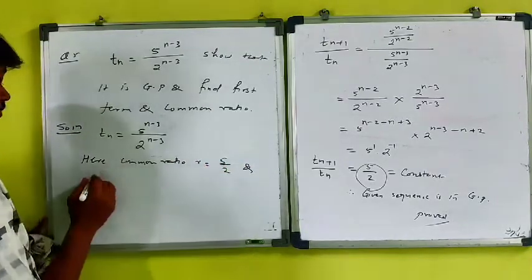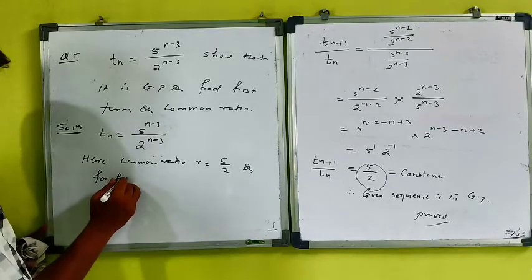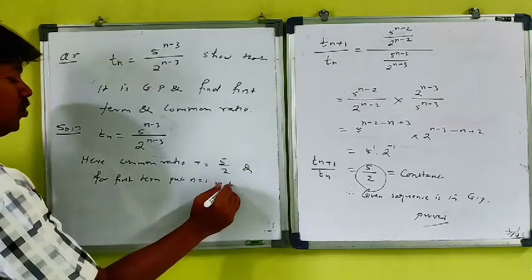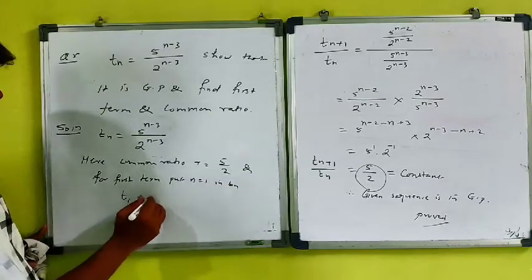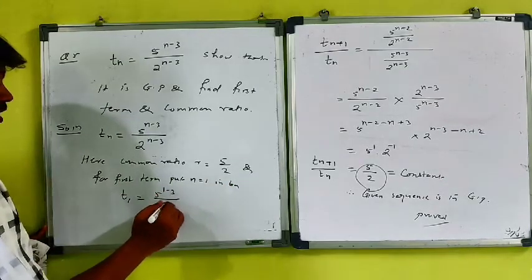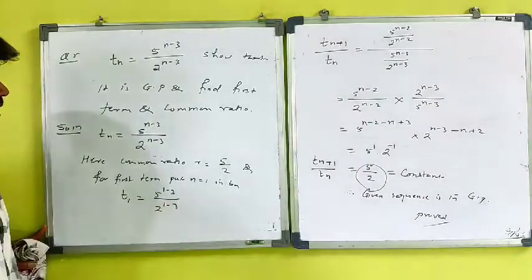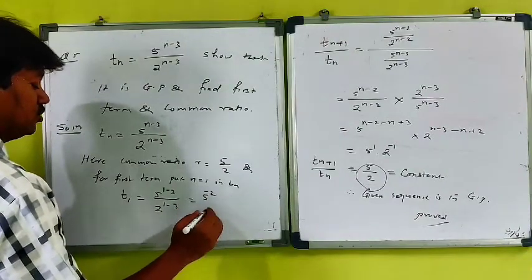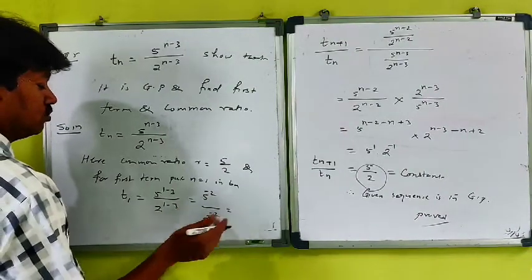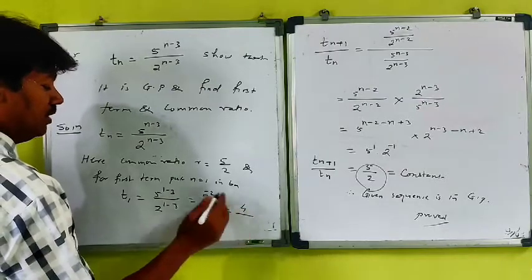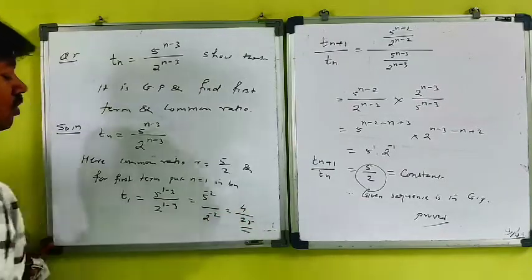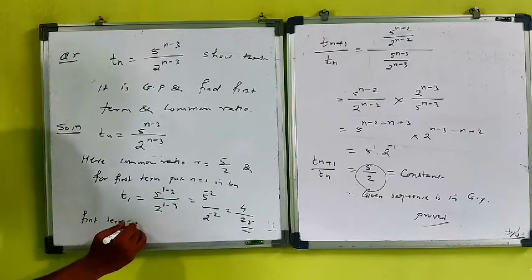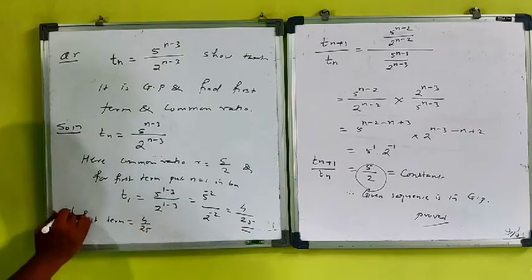And for the first term, put n equal to 1 in Tn. So T1 is equal to 5 raised to 1 minus 3 upon 2 raised to 1 minus 3. That gives 5 raised to minus 2 upon 2 raised to minus 2. So that will go up, so it becomes 4, and this will come down, so 4 upon 25. So the first term is 4 upon 25.